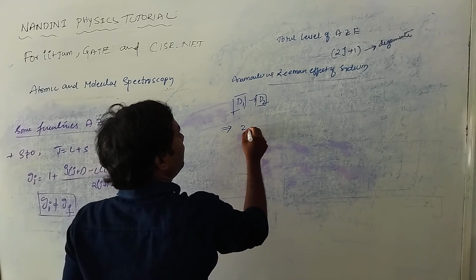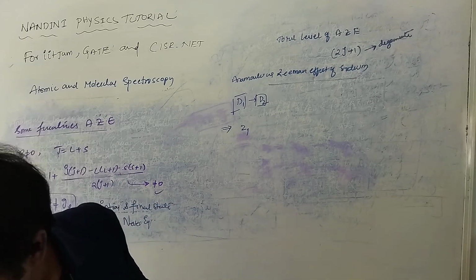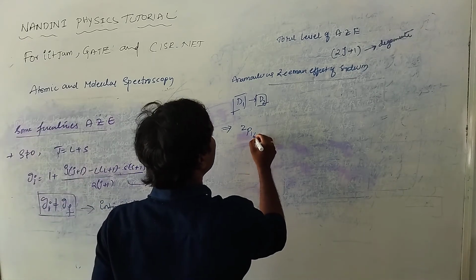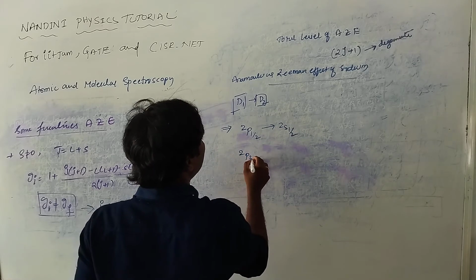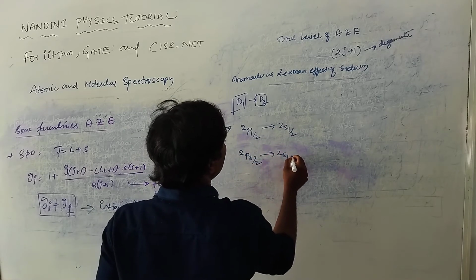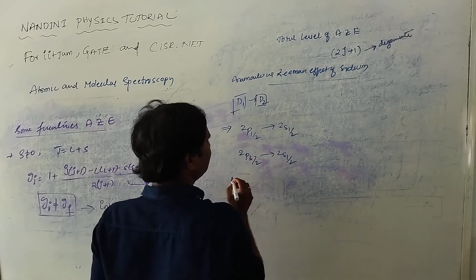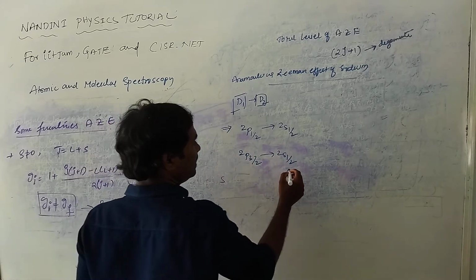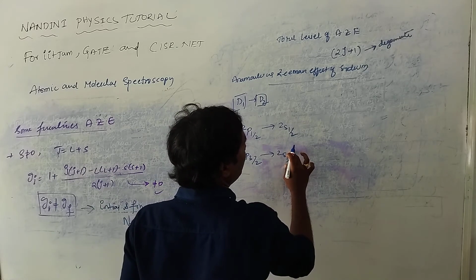So, the first line is 2p 1/2 to 2s 1/2, and similarly 2p 3/2 to 2s 1/2. So, this is the transition. Take the S state, what is the degeneracy? j is equal to 1/2, so the 2 will be cancelled, 1/2.